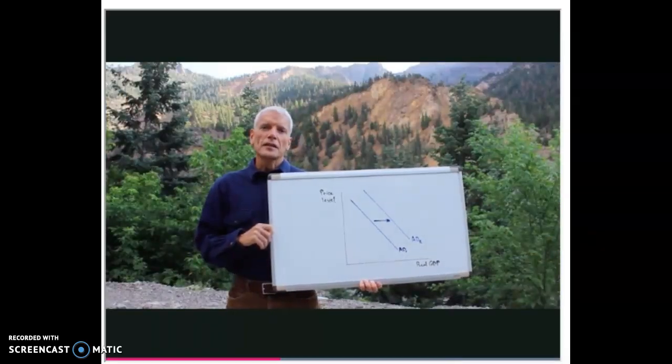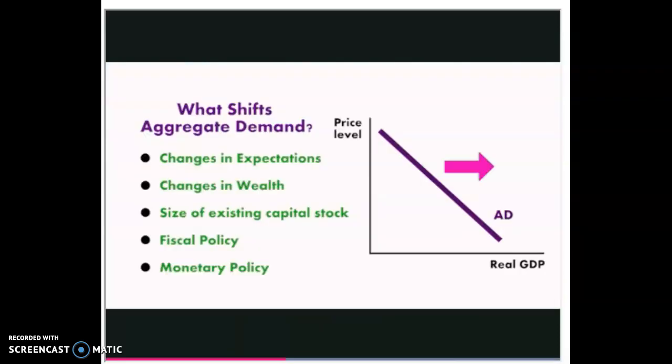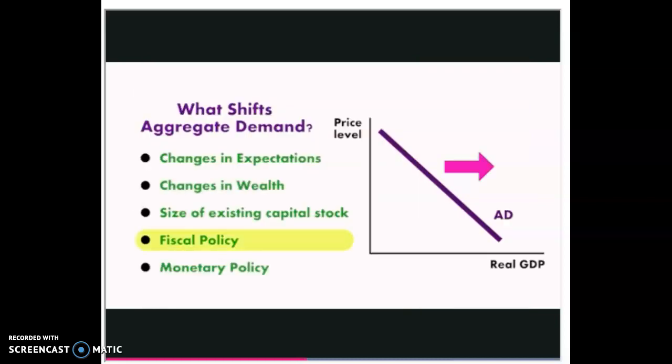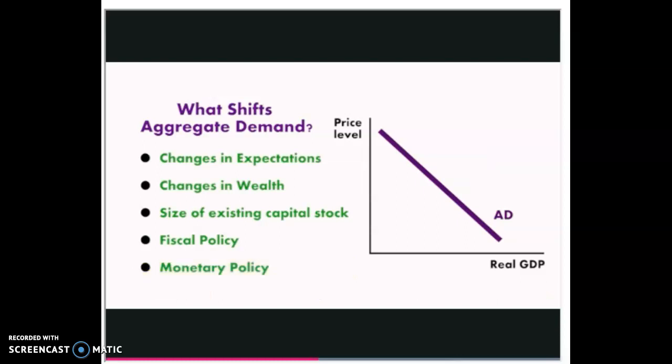The aggregate demand curve looks like the demand curve for a good, but it shifts for different reasons. For example, aggregate demand will increase if expectations of a more prosperous future cause consumers to spend more now, or if increases in wealth lead consumers to increase their expenditures, or if a relatively small existing stock of physical capital necessitates large expenditures on buildings and equipment, or if the government increases its spending, or if the Federal Reserve increases the money supply, which lowers interest rates and increases investment and consumer spending. The opposite of any of these changes would cause aggregate demand to decrease.